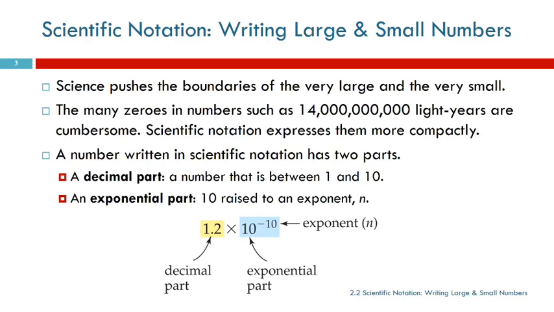When we take a number and write it in scientific notation, there are two parts. Here's an example of a number in scientific notation, 1.2 times 10 to the minus 10. So there's a decimal part. We take the number and we move the decimal point so that we have a number that's between 1 and 10. And then there's an exponential part, which is 10 raised to an exponent. So this is 10 raised to the negative 10th power.